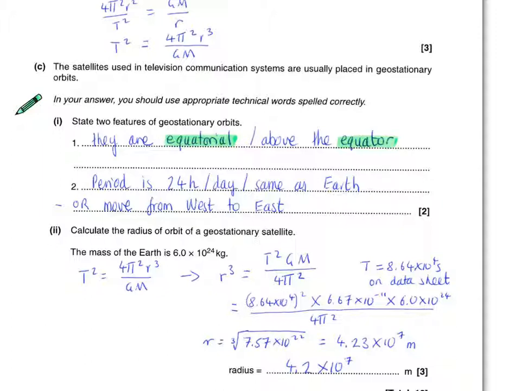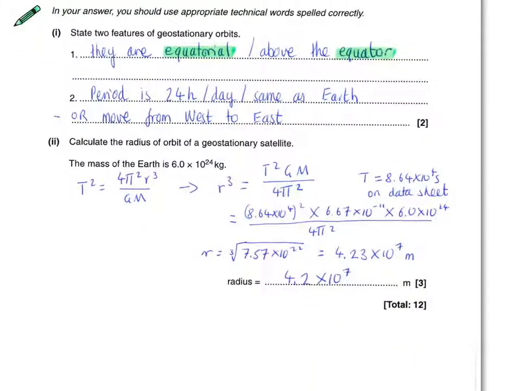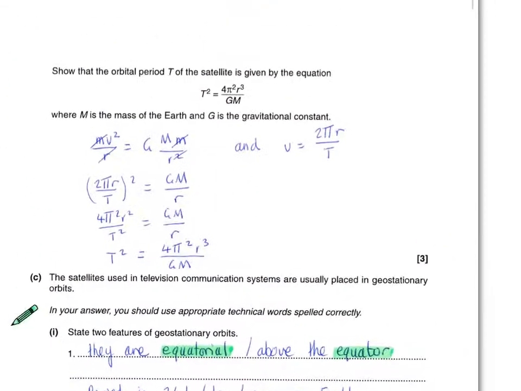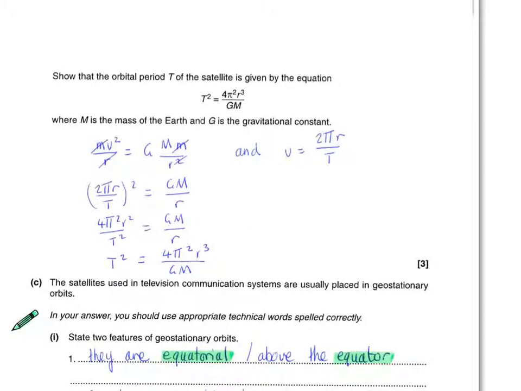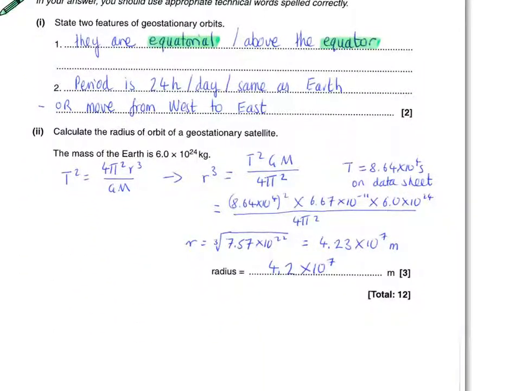Then calculate the radius of orbit. It's interesting this because they're essentially giving you 3 marks for using an equation that you'd been deriving here, and indeed which they'd given you there. It's not easy because we've got T, r cubed and the rest of it, and we've got to rearrange.